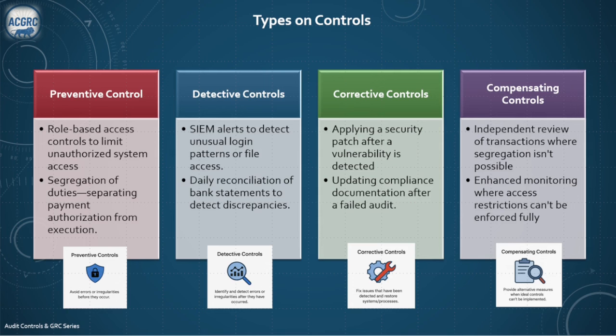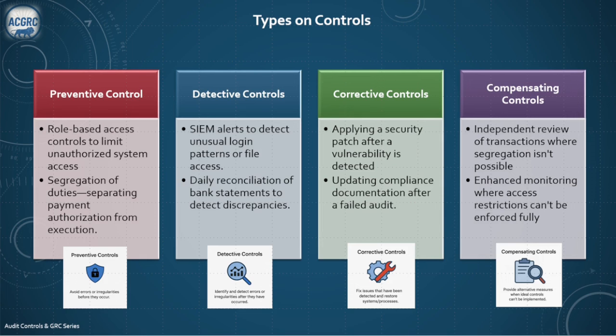The second example is updating the compliance document after a failed audit. This is something which most of you who are associated with some form of audit would know, wherein you had a gap, it was identified, and as part of one of the actions you update your documentation so that in future similar issues do not occur. That's correcting the flaw. That's corrective control.